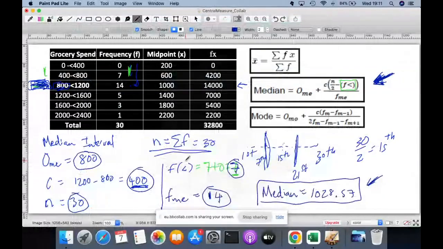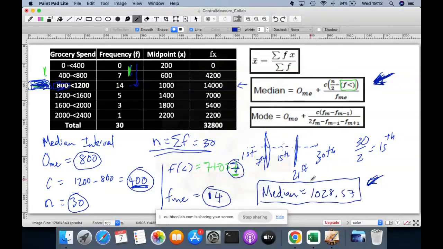I'm going to show you a sense check that everyone should do when they do this. This is a sense check to see that your answer makes sense. Remember, we said that this is the median interval. The median interval is 800 to 1,200. So if we work out the median, the value must be in that interval. Look at the value you got. You got 1028. Let's round it up to make it easier: 1029. Does 1029 lie in this interval? If it does, then our answer makes sense.